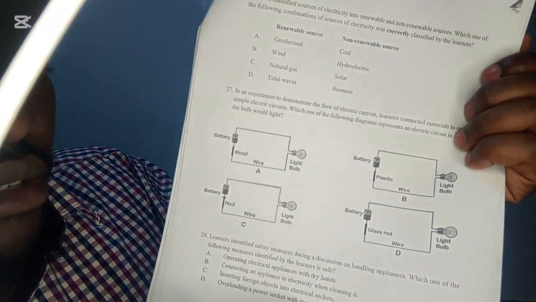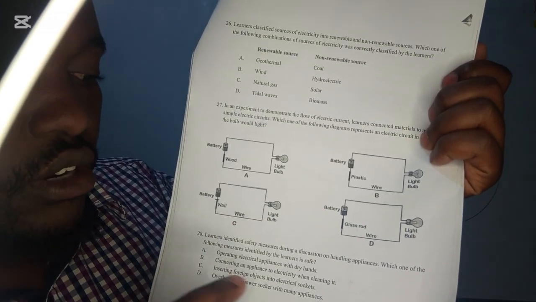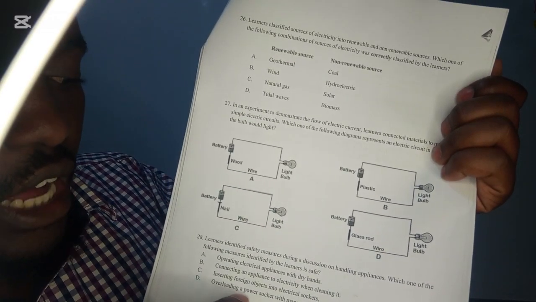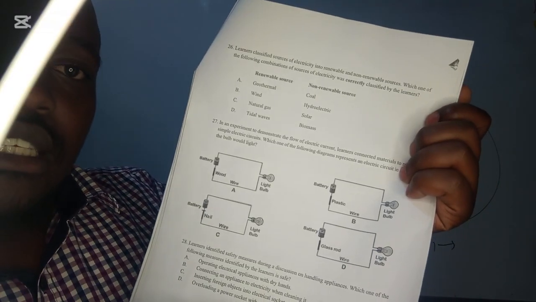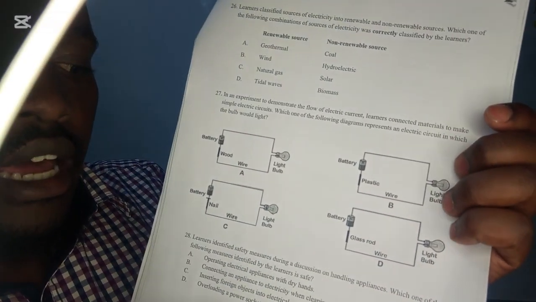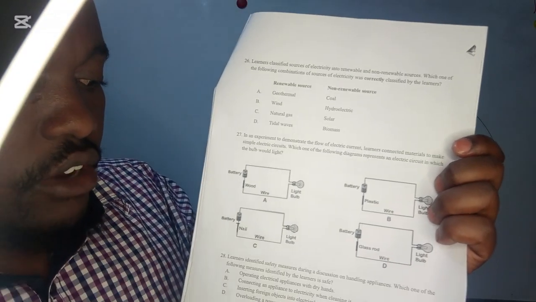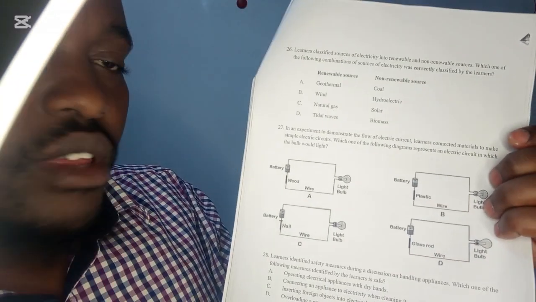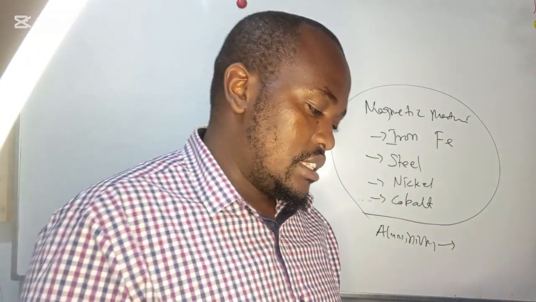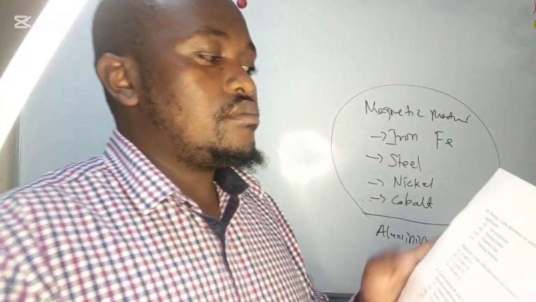Inserting foreign objects into electric sockets. No, you shouldn't put foreign objects on electric sockets. Overloading a power socket with many appliances. No, that one could cause an electric accident. So the correct one is operating electrical appliances with dry hands. So those are some of the things you need to research on.